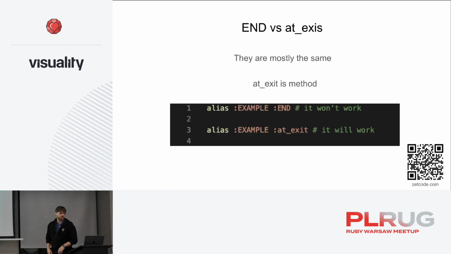But the difference is, for instance, that you can't alias END with capital letters, because END is not a method. Alias supports only methods. This is why at_exit was introduced, which is a method. So this is the main difference between them. END is a keyword, a mechanism of the language, and at_exit is a wrapper method which supports the functionality.